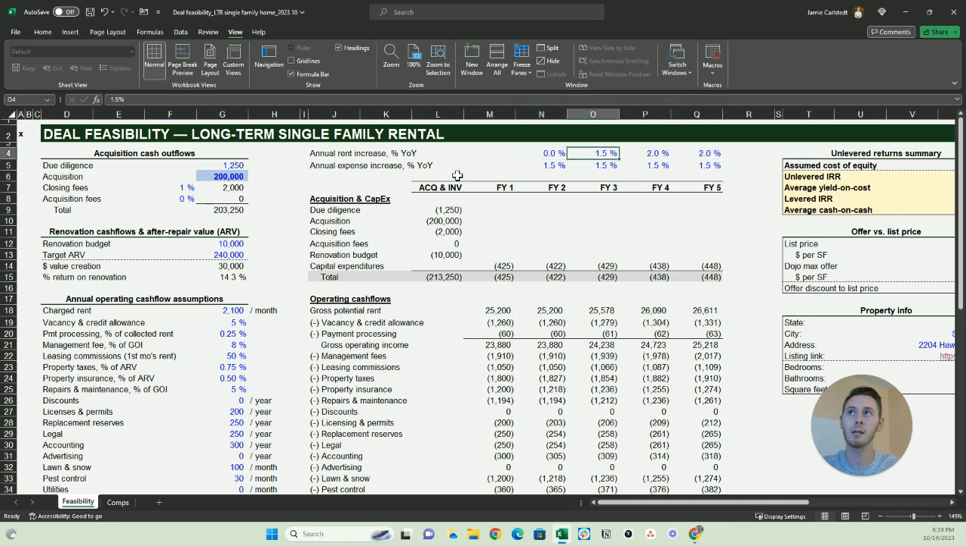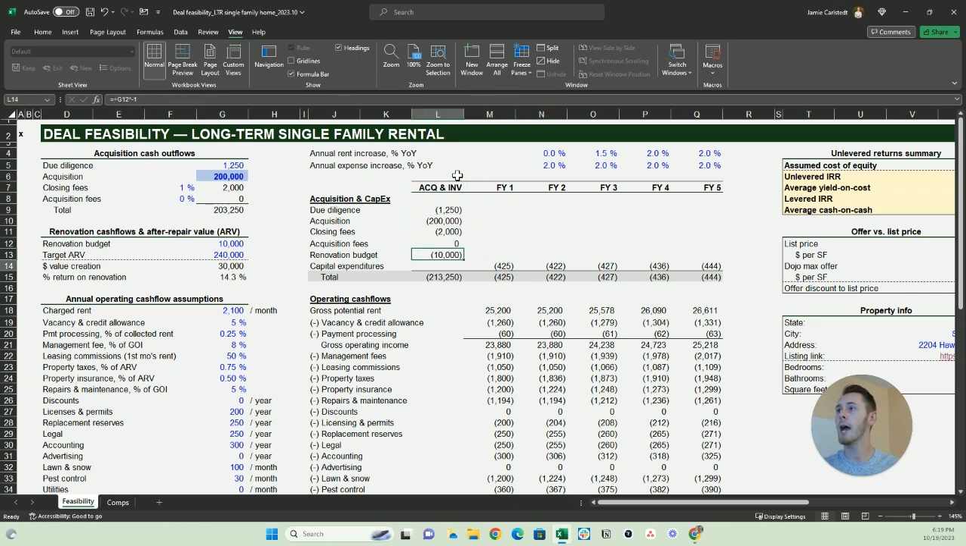What I encourage you is do not make these too optimistic, and then your deal becomes dependent on rent growth. You don't want that. So 0% for year 2, 1.5% for fiscal year 3, 2% for year 4, 2% for year 5. I think that's realistic. I think it's pretty conservative. And then annual expense increase, 1.5%. You can make that 2%. You can make that whatever you want. Let's just keep it at 2%, because that's the Fed-mandated inflation target of 2%.